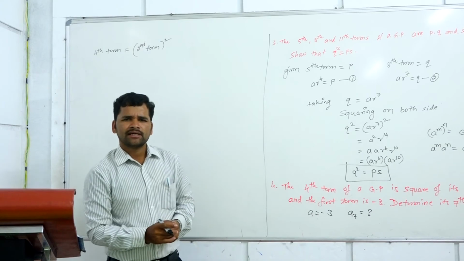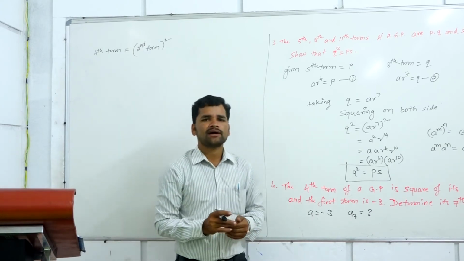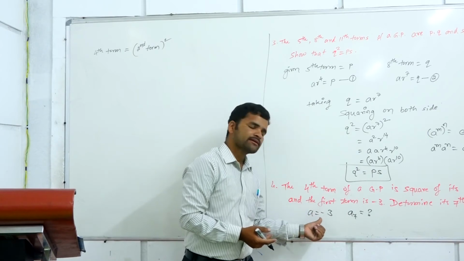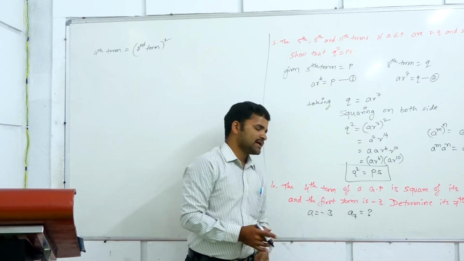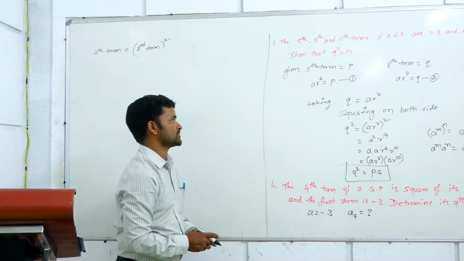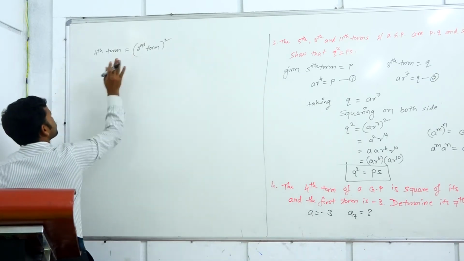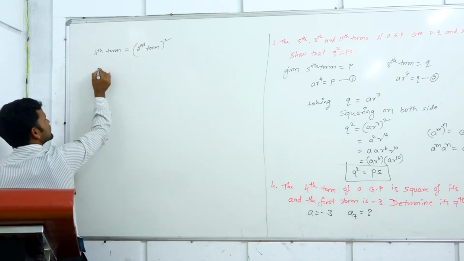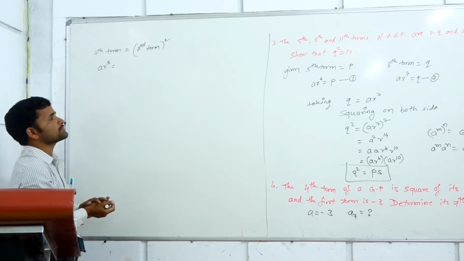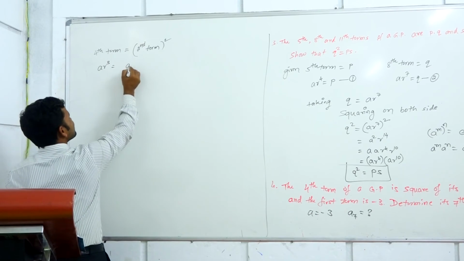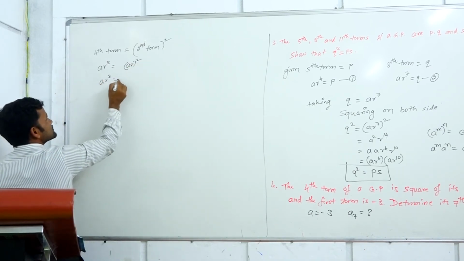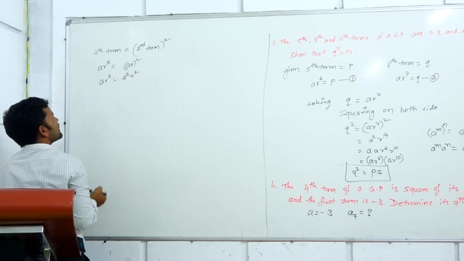What is A7? A7 is nothing but a into r is to 6. A we need to calculate and r we need to calculate. A is minus 3, that is directly given to us. Now I need to calculate r, common ratio. For that they have given you this. Fourth term in a geometric progression is nothing but a into r is to 3. Second term is nothing but a into r whole square. Okay. A into r is to 3 is equal to a square into r square.